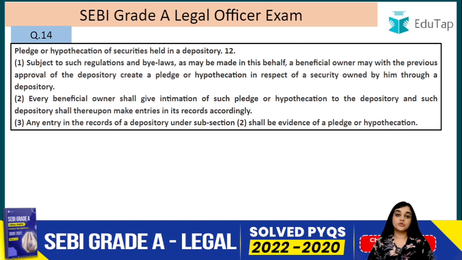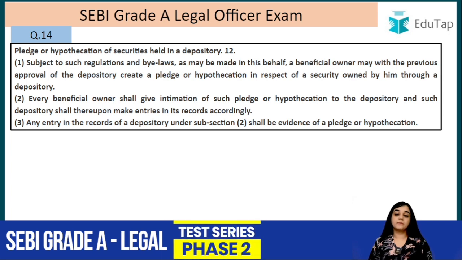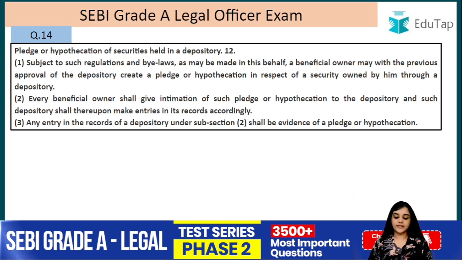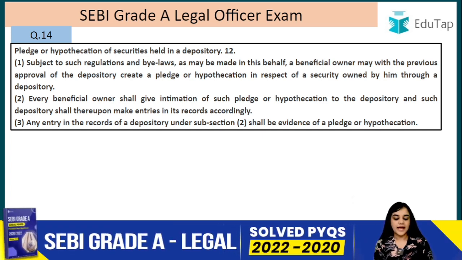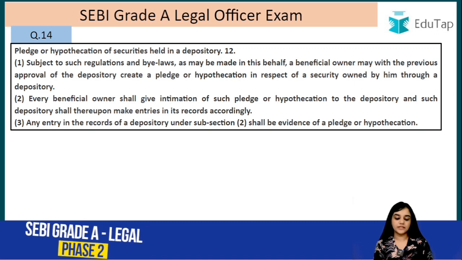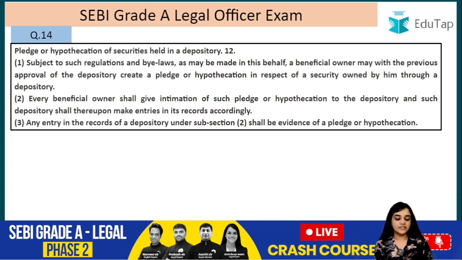So by this we come to know securities can be hypothecated and they can be pledged as well. So there is a provision that you can pledge your securities or hypothecate your securities that are with the depository, right? Let's read this section. This is section number 12. Subject to such regulations and bylaws as may be made in this behalf, a beneficial owner, he has been given this right, may with the previous approval of the depository, but he has to take the approval of whom? The depository first, create a pledge or hypothecation. So a pledge or a hypothecation can be created in respect of a security owned by him through a depository.